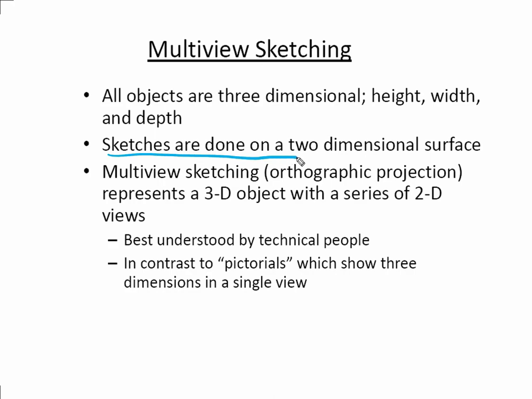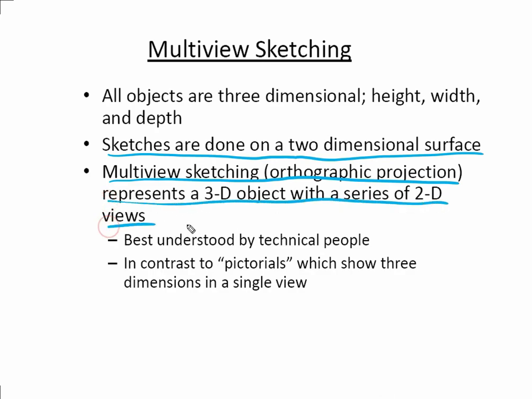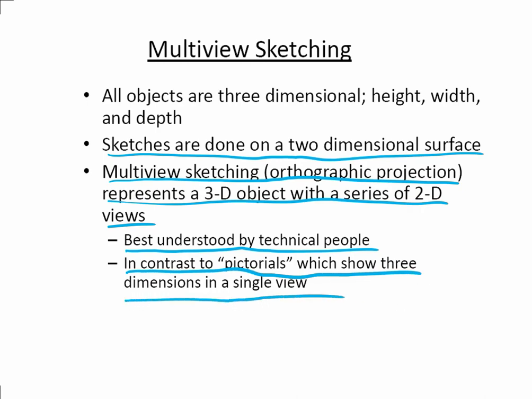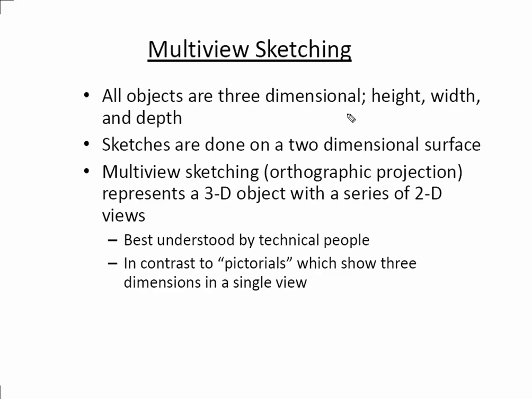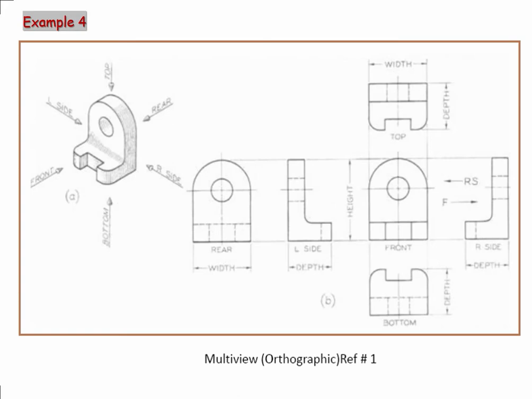Sketches are done on a two-dimensional surface. Multi-view sketching, or orthographic projection, presents a 3D object with a series of 2D views. It leads to the best understanding of the technical details by technical people. This is in contrast to pictorials, which show three dimensions in a single view. So in multi-view sketching, we are showing 3D dimensions or details in 2D views, more than one single view.